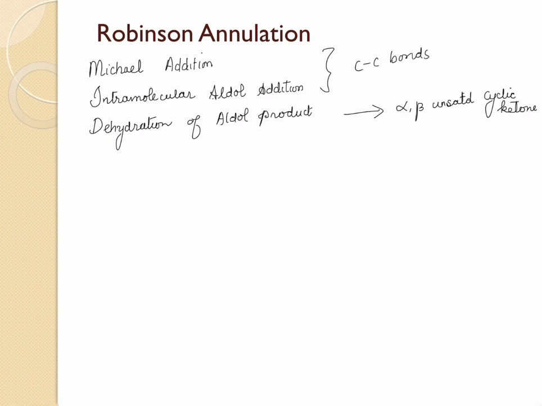And why is this called annulation? Because it results in the formation of a cyclic structure. Basically, a ring formation reaction is an annulation reaction. Therefore, it has the name Robinson's annulation.